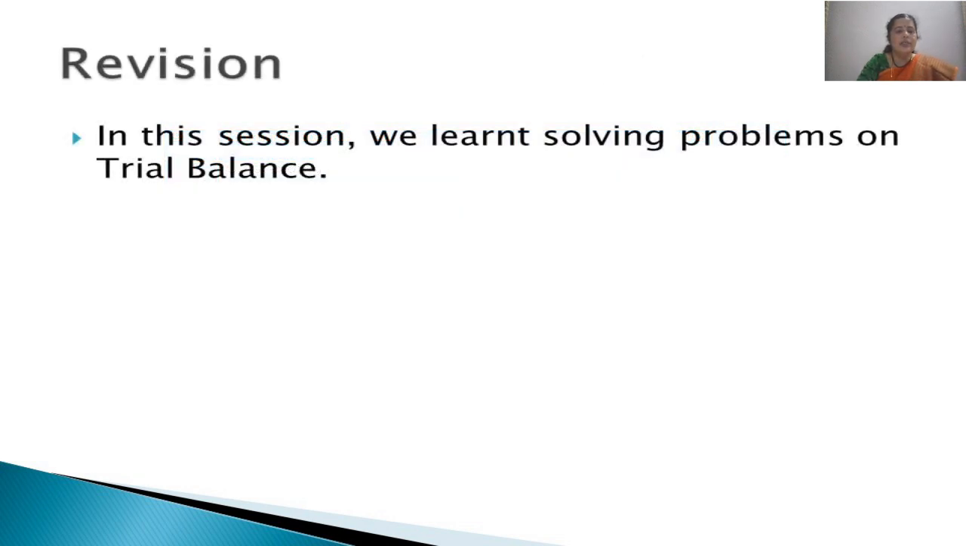So in this session we solved two problems regarding this trial balance. Solve a few more problems on the same thing, so that you will be able to understand this concept as well as the preparation of the same thing, and it should be easy for you.